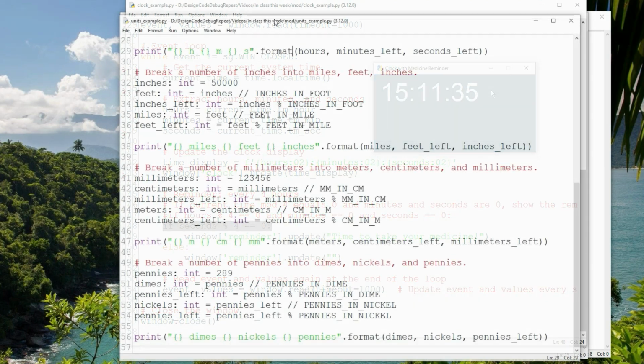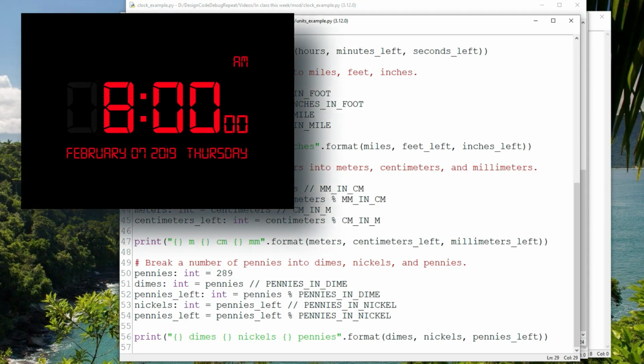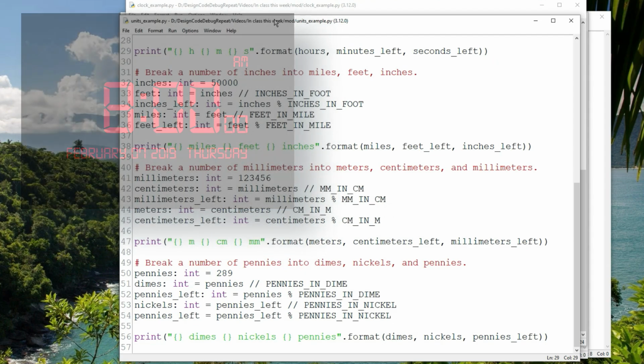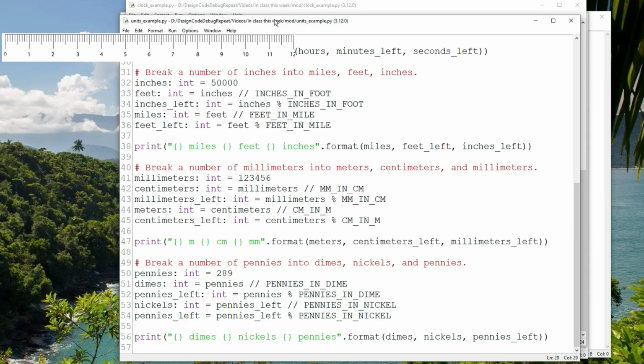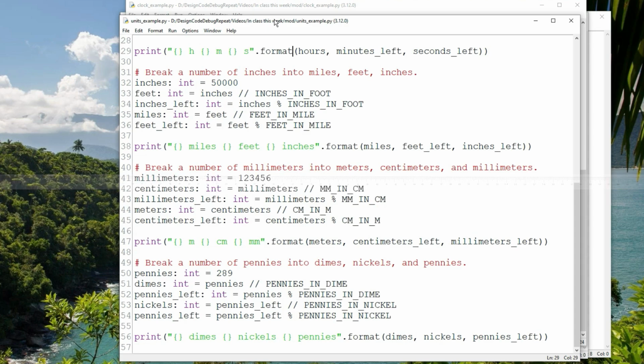Now, another sort of problem that you can solve with mod is dividing a quantity into nested units. For example, there are 60 seconds in a minute, 60 minutes in an hour, and 24 hours in a day. There are 12 inches in a foot, and 5,280 feet in a mile. There are 10 millimeters in a centimeter and 100 centimeters in a meter. The smaller units make up larger units, and the larger units make up even larger units, but there always might be some of the smaller units left over.